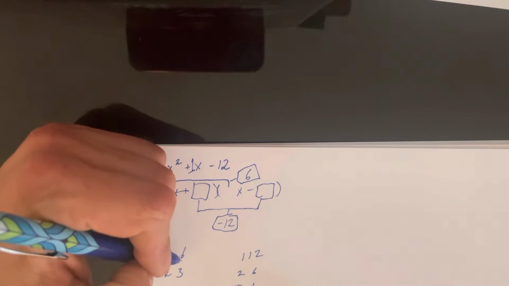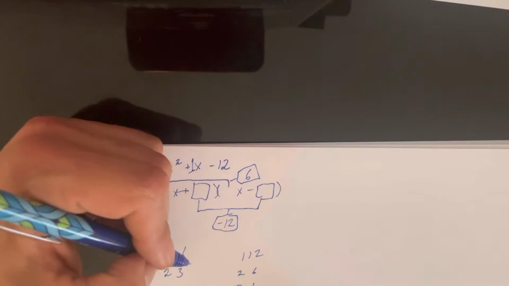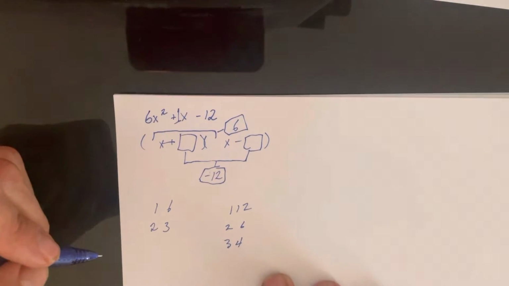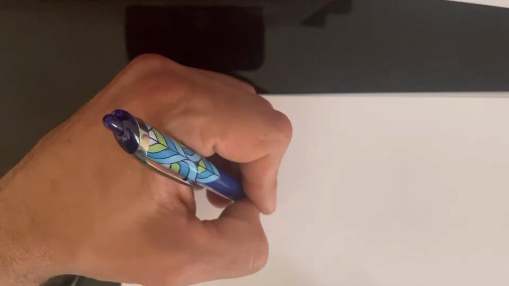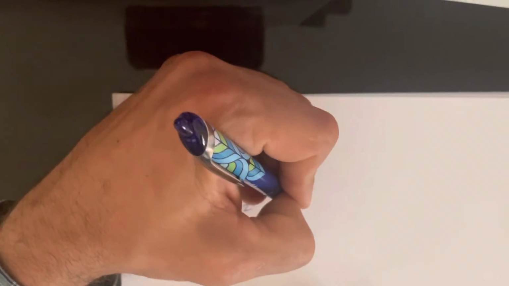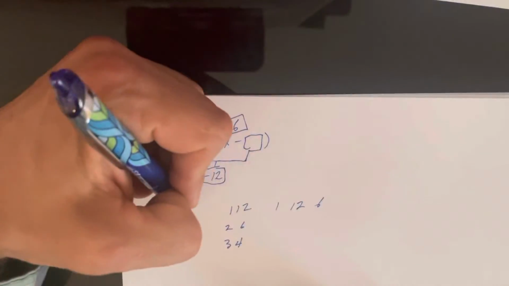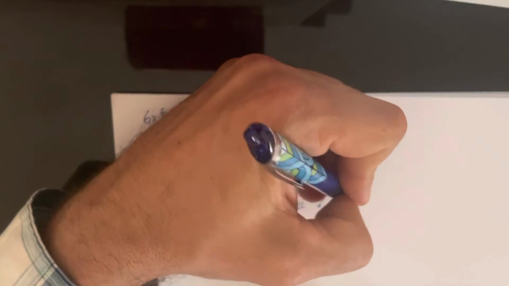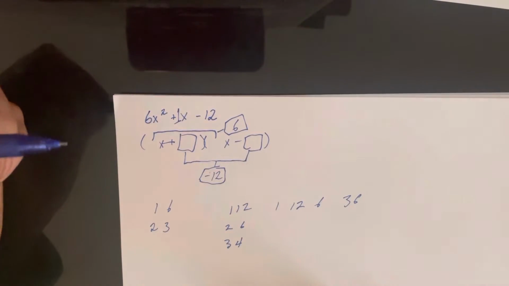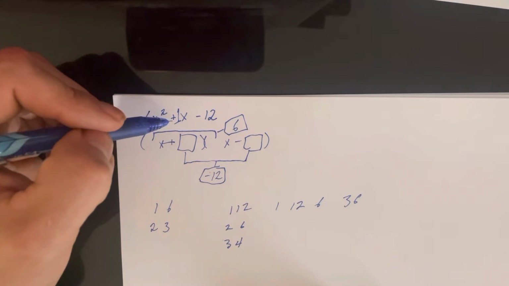So if I take, for example, 1, 6, and 1, 12, what combinations can I possibly make with those numbers? Well, I could make a 1, 1 times 1. I could make 1 times 12, that's 12. I could make 6 times 1, that's 6. And I can make 6 times 12, that's 36. These numbers are not useful to me because there's no way that they can add up to being 1.